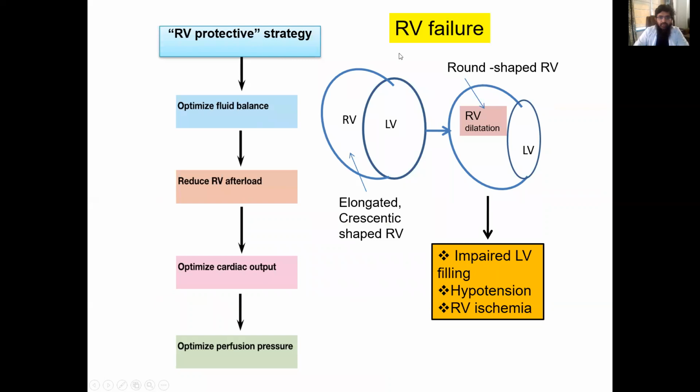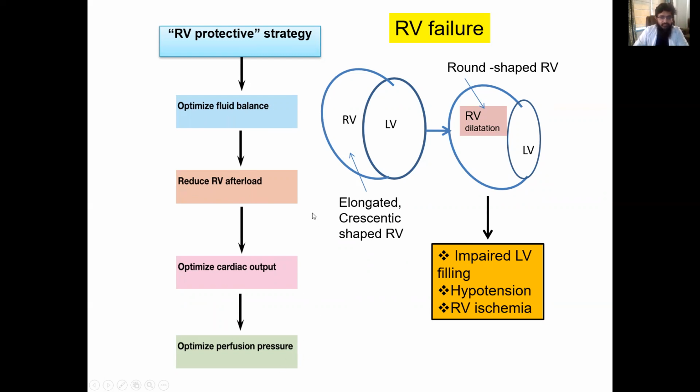Then there could be RV failure secondary to pulmonary embolism and RV dysfunction. Be careful of RV size, RV preload and afterload. Don't overload the patients, more so in patients with chronic RV dysfunction, like in pulmonary veno-occlusive disease. But if it's an acute embolus, they have some margin for fluids. So be careful, do an echo, assess the RV size and give fluids. So the strategy is to optimize fluid balance, reduce RV afterload, optimize the cardiac output, and optimize the perfusion pressure.